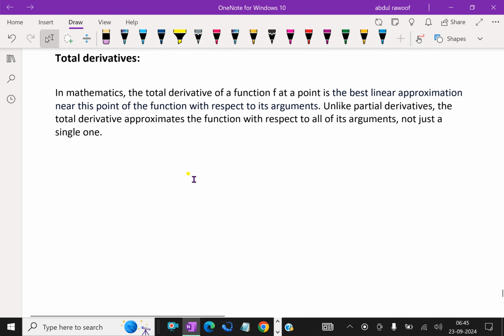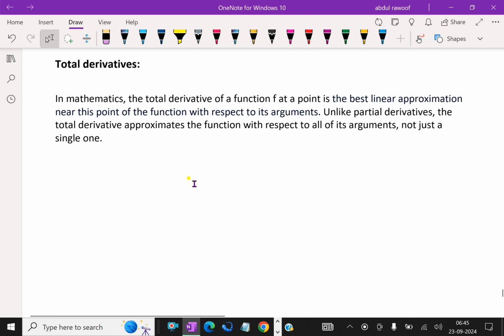Next one, total derivatives. What is the total derivative? In mathematics, the total derivative of a function f at a point is the best linear approximation near this point of the function with respect to its arguments. Unlike partial derivatives, the total derivative approximates the function with respect to all of its arguments, not just a single one.